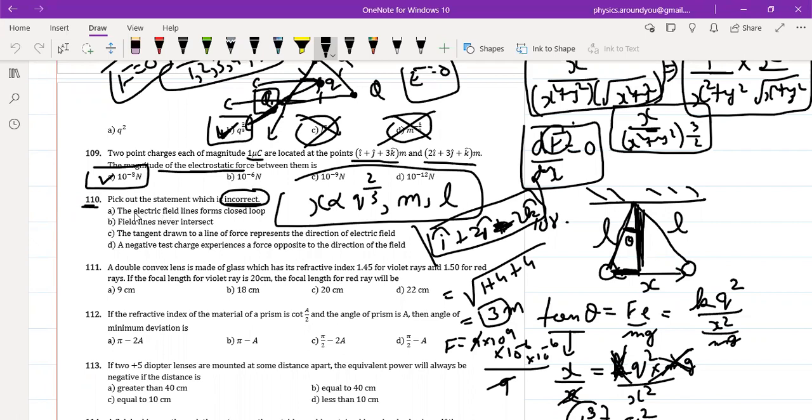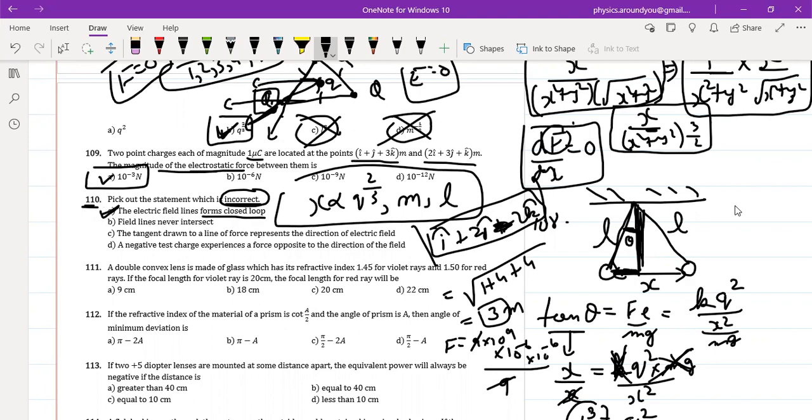What is the first statement? Electric field lines form closed loops. The opposite is electric field lines do not form closed loops. So when you take the opposite of the statement, check whether the statement is correct or not. If it is correct, that is the right option. For example, the first option reads, the electric field lines form closed loops. I take the opposite. The electric field lines do not form closed loops. Is it correct? Yes, electric field lines do not form closed loops. So the right option should be A.